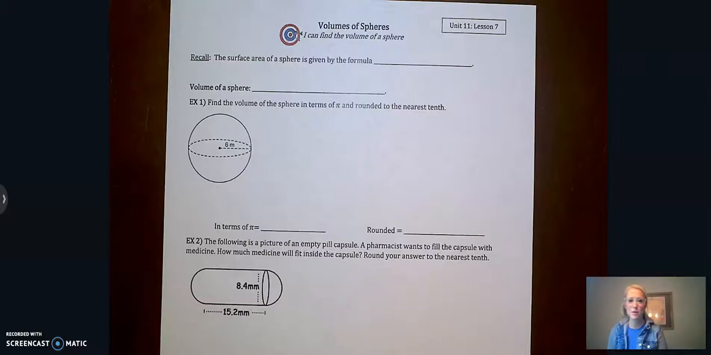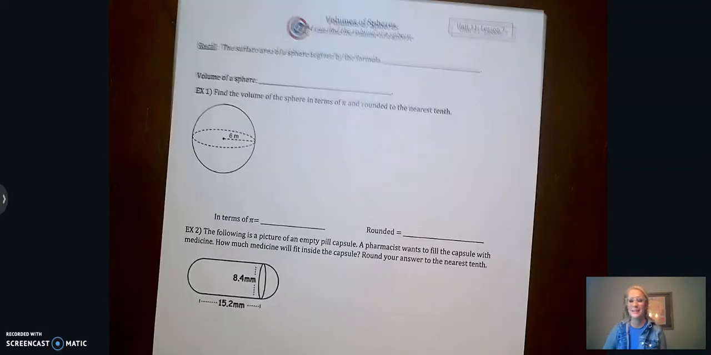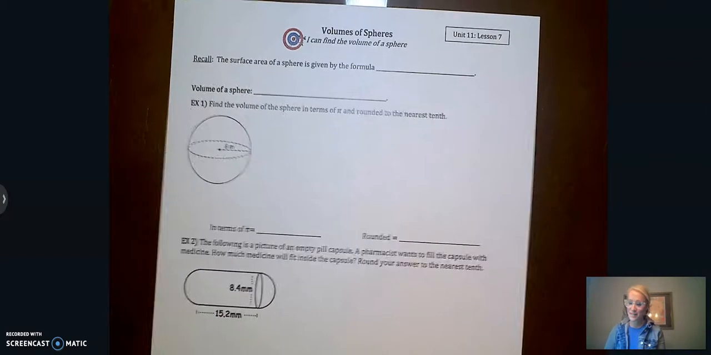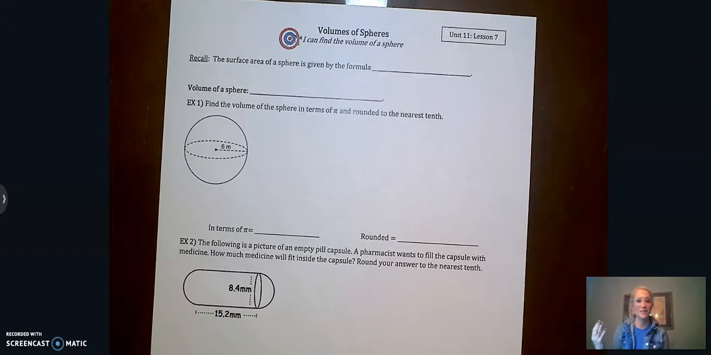Big day today, people. I think this may be like the only set of notes where it's just single-sided. So this is going to be awesome, short and sweet. Volumes of spheres, one shape we're doing today, wrapping up our volume lessons right now.